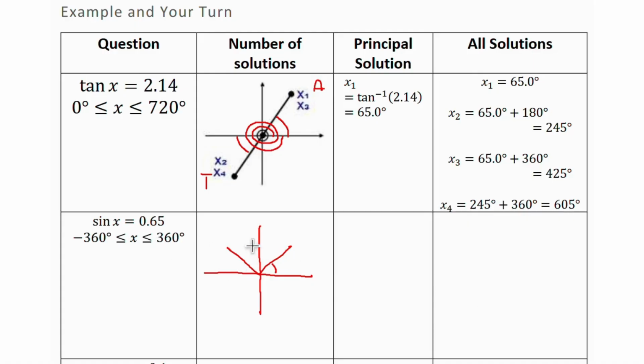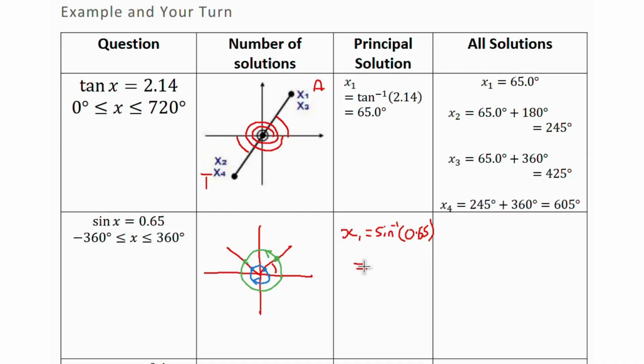Well, we're going to go from minus 360 to 360. That is, we're going to go from 0 round this way to 360, which is going to give us 2 solutions. But we're also going to go from 0 backwards by 360 back this way, which is going to give us another 2 solutions. So we're looking for 4 solutions in total. First of all, we're going to find our principal angle, x1, which is equal to sine inverse of 0.65.